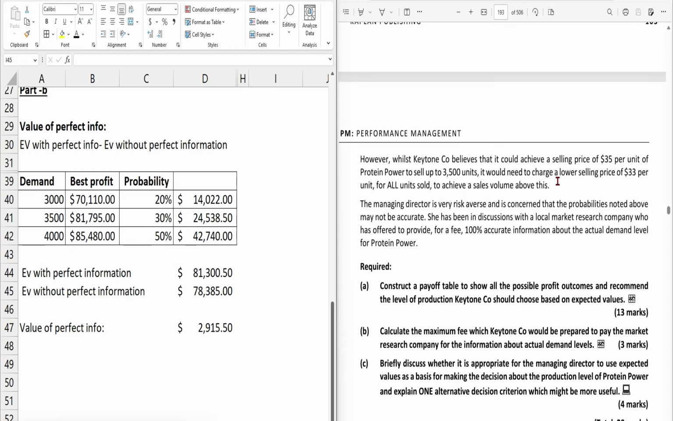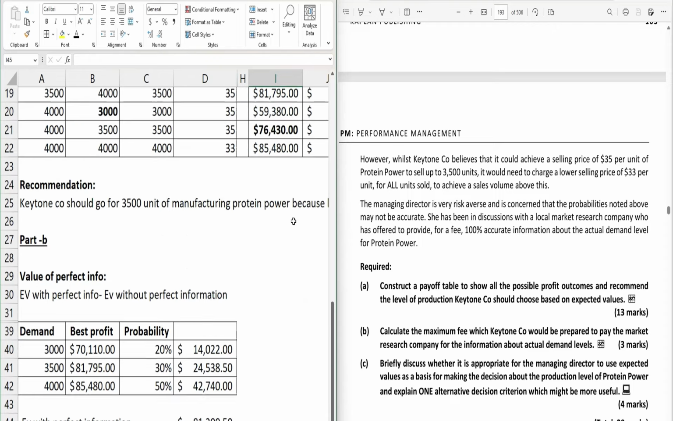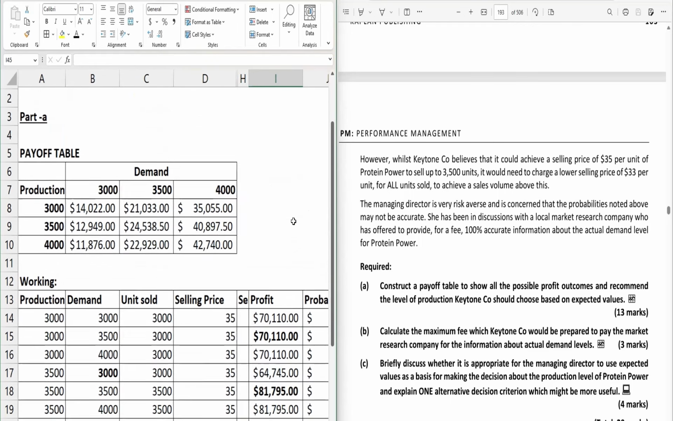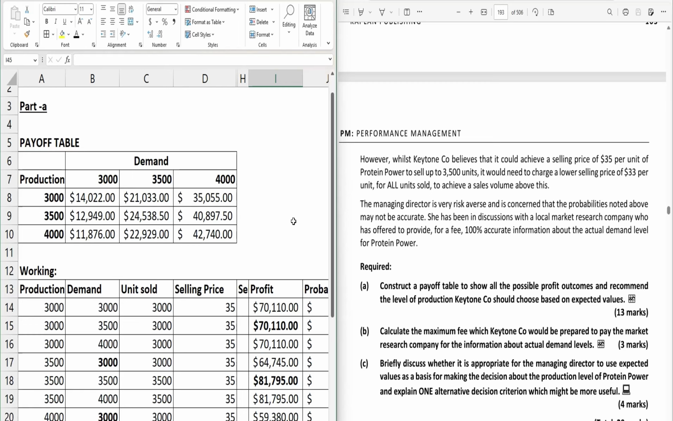I hope you have a little bit of clarity regarding how to go about the payoff table question. There is no specific format mentioned, but you should present your answer in such a way that it's easy for the examiner to mark and look for the information. As in my case, it's quite easy and clear, right? So it will be easy for the examiner to mark.